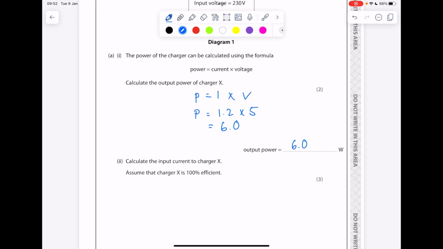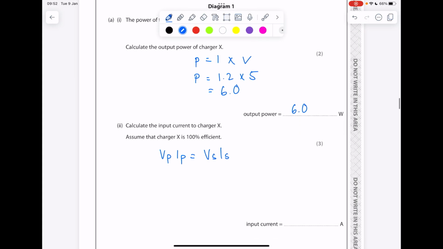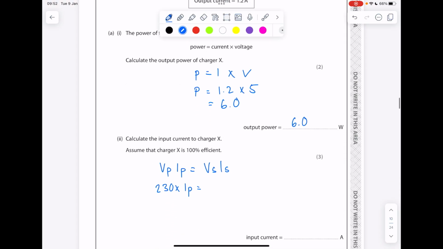Calculate the input current to charger X. Assume that the charger X is 100% efficient. This means you need to use this equation. So what is our voltage primary? It's 230. We're being asked to find that initial current. Our voltage secondary is 5. Our current secondary is 1.2.